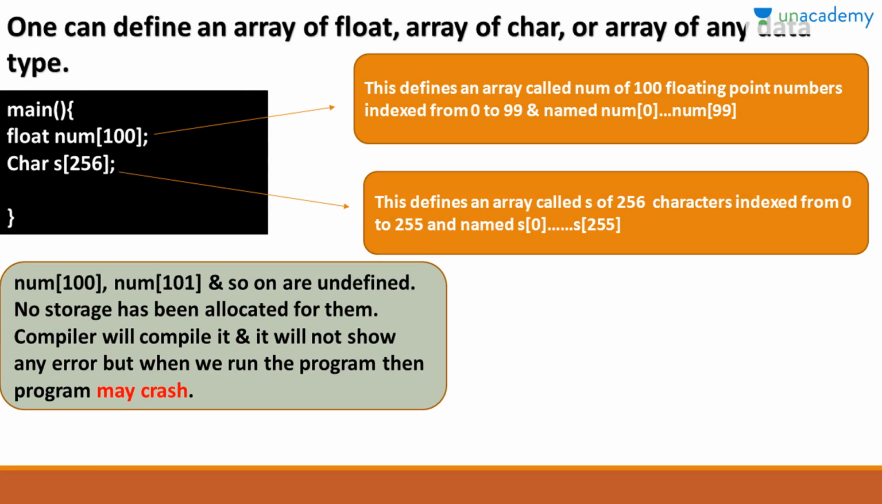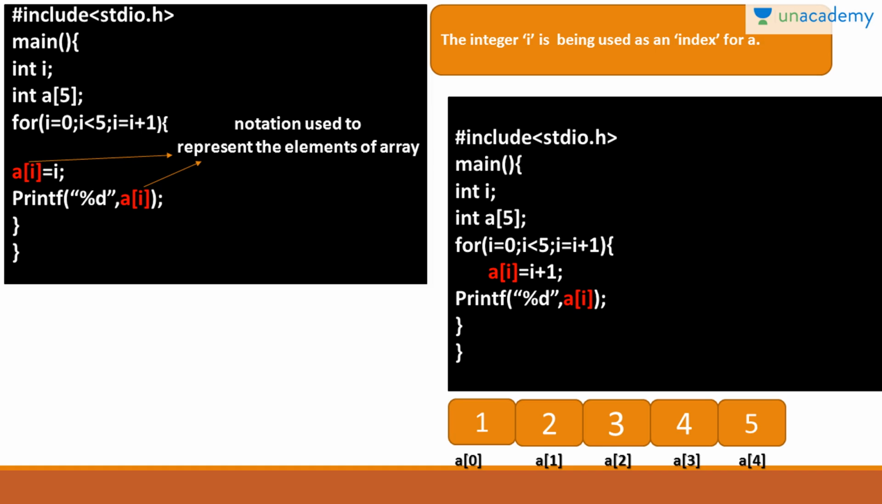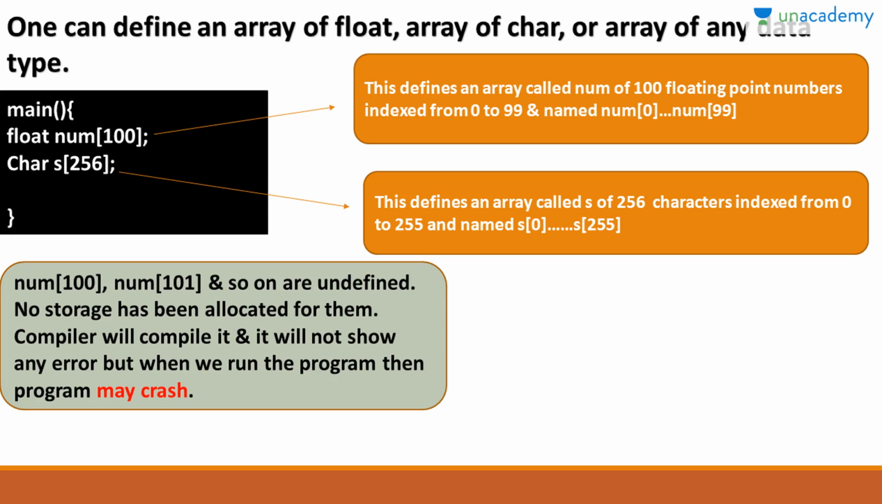In the previous example we defined an array of int type, and here one can define an array of float, an array of char, or an array of any data type. Here we have taken just a random example. float num[100], here 100 is the size of this array, or the number of variables that can be stored inside this array. char s[256] means 256 variables can be stored inside this array.